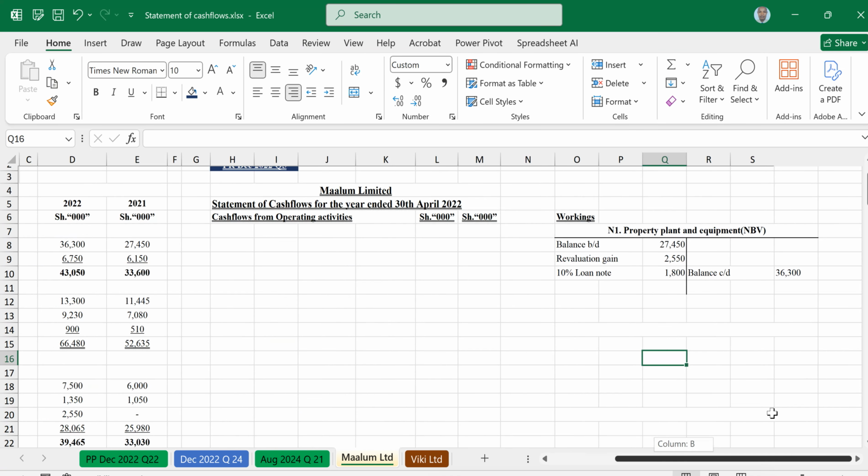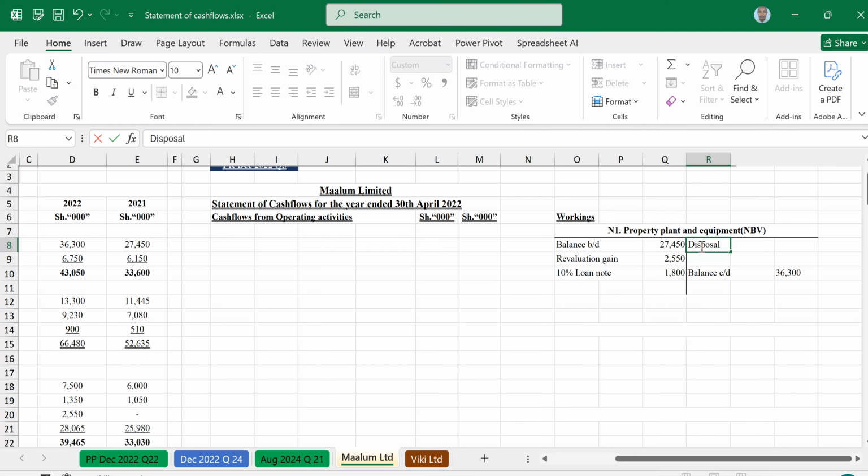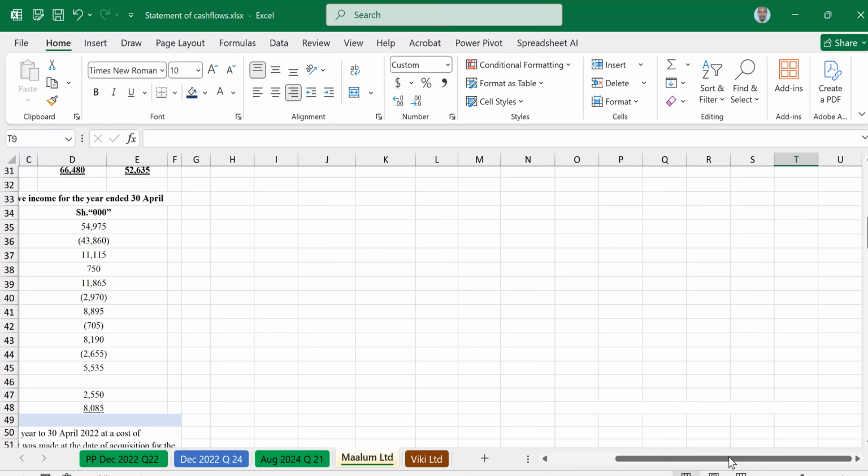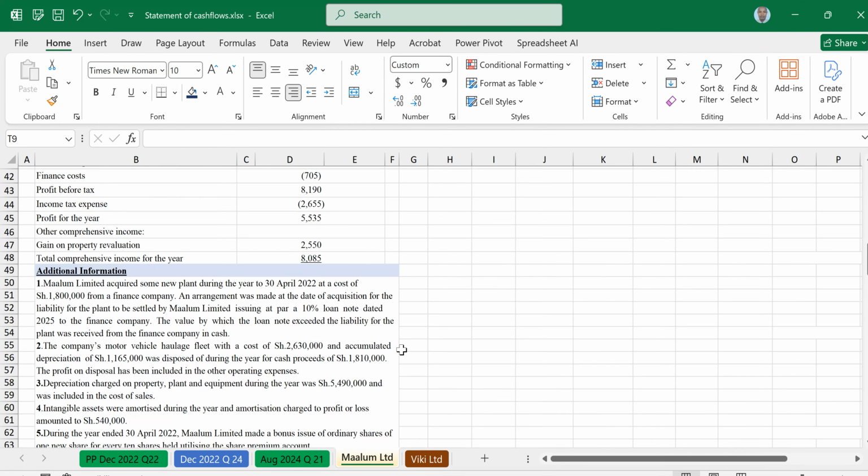So the disposal of motor vehicles will be 2,630 minus 1,165. That is the disposal of motor vehicles. You don't remove it at cost because PPE has been reported as at net book value as well.